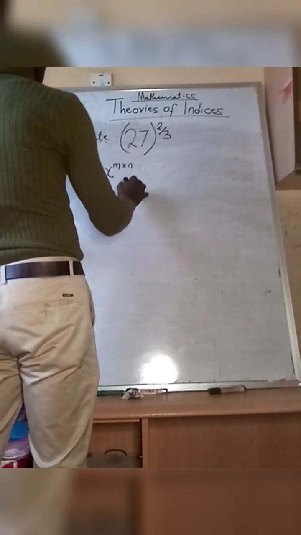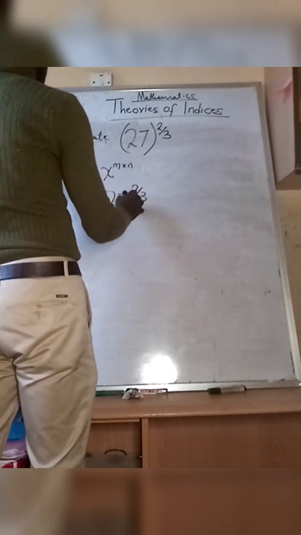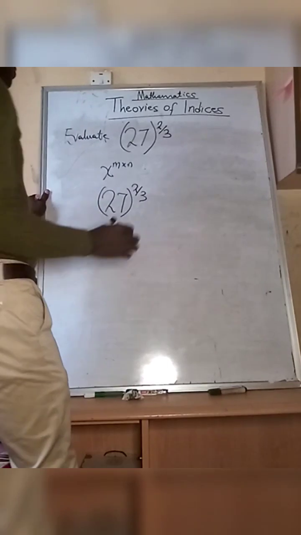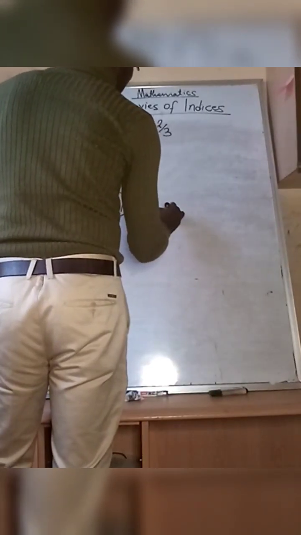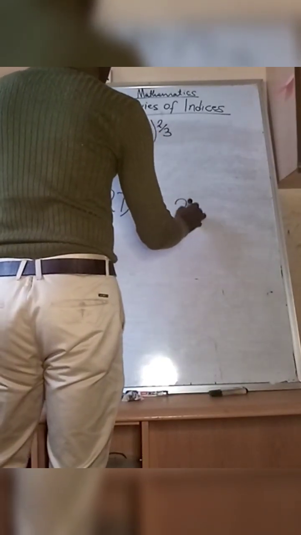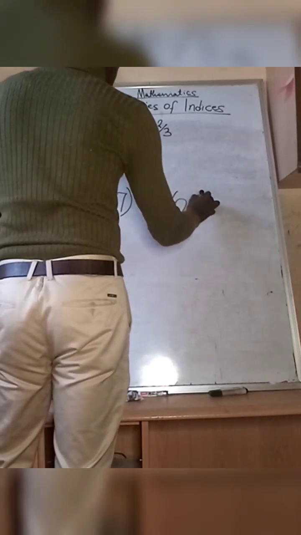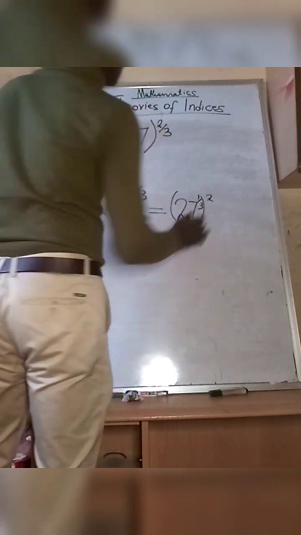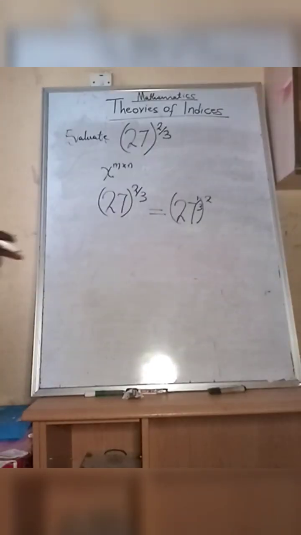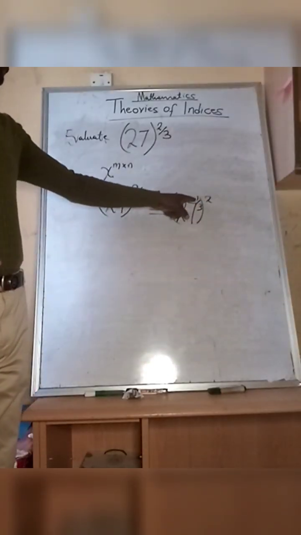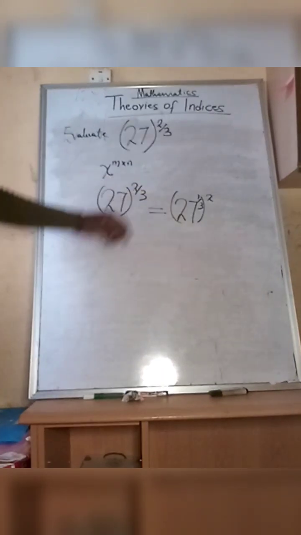27 raised to power 2 over 3 can be expressed as 27 raised to power 1 over 3, then times 2. Because if I multiply 2 by 1 over 3, it will give me 2 over 3.